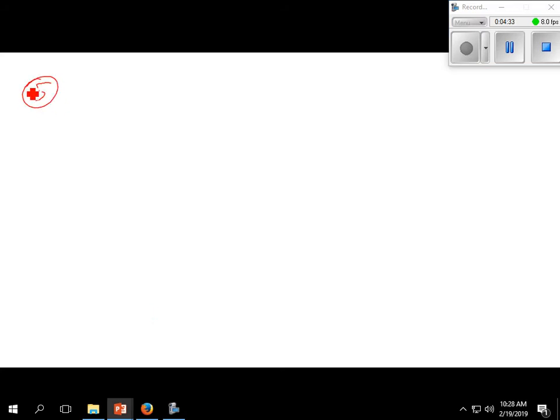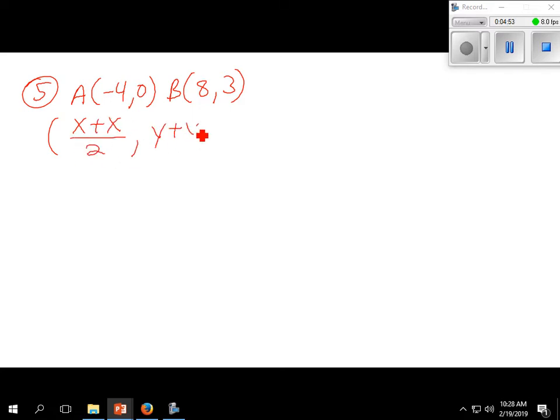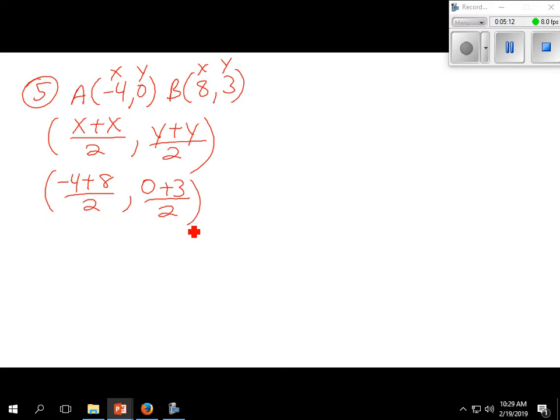Number 5. Number 5 says, find the coordinates of the midpoint of segment AB if A is -4, 0, and B is 8, 3. Midpoint formula looks like this. X plus X divided by 2. Y plus Y divided by 2. Two separate parts there. Remember, this is an X, that's a Y, that's an X, that's a Y. So I'm going to stick in -4 plus 8. That's our X's, divided by 2. Then our Y's are 0 plus 3, divided by 2.